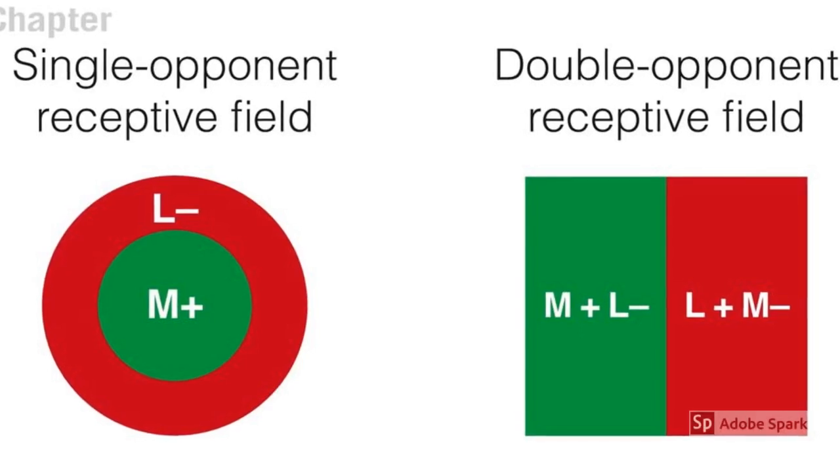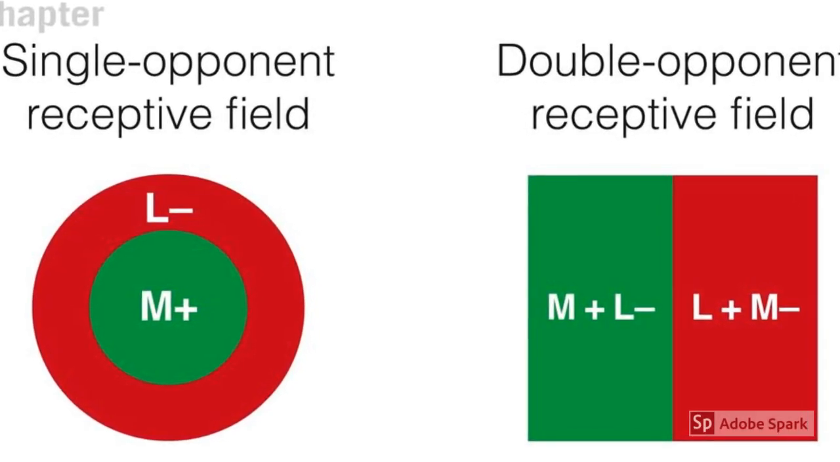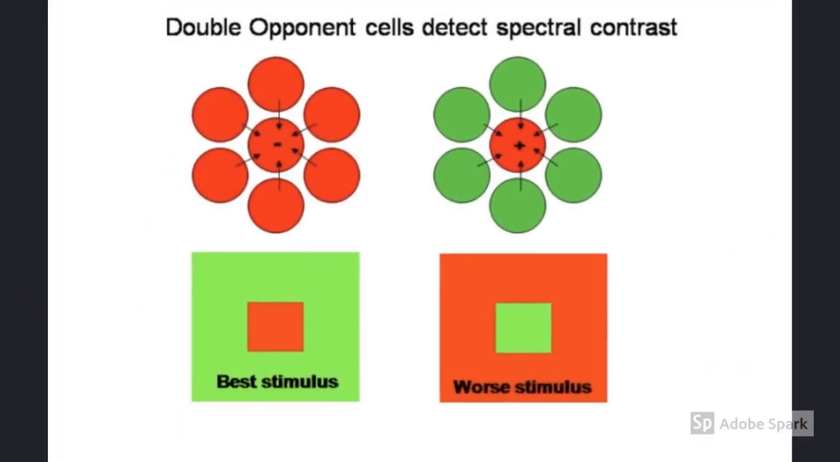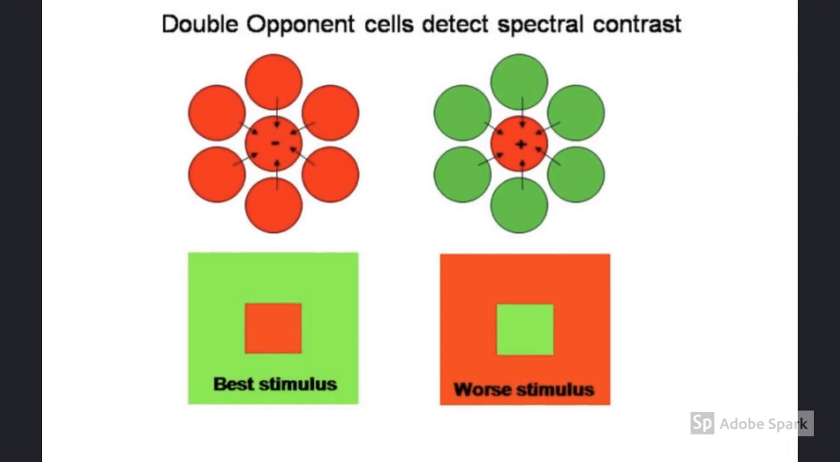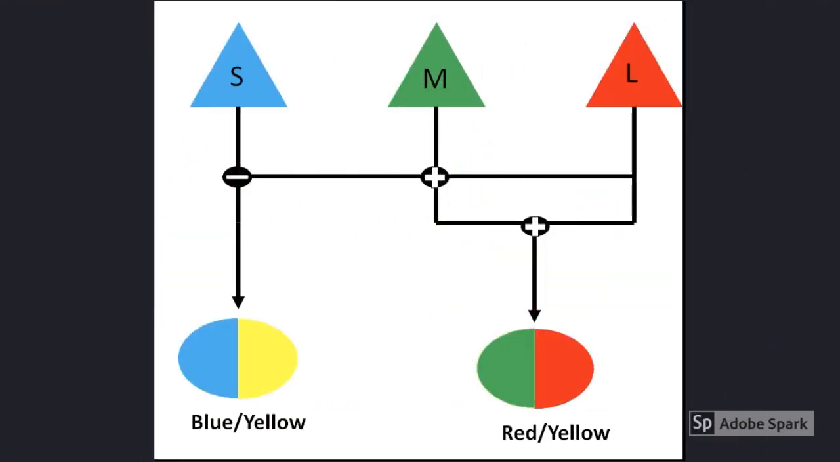So you might have cells that prefer spots of red or spots of green with those single opponent receptive fields. Then with the double opponent, you might have cells that prefer a spot of green surrounded by red or a spot of red surrounded by green. But what you don't actually have is cells that prefer a spot of red surrounded by blue or a spot of green surrounded by blue, or vice versa, right?